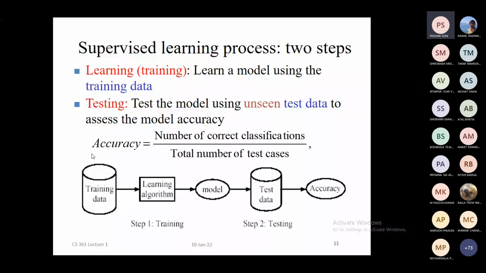But then we have to understand what we mean by a learning algorithm. What do we actually learn? That is very important, and we are going to see it in the subsequent slides. Okay, what do we mean by learning?